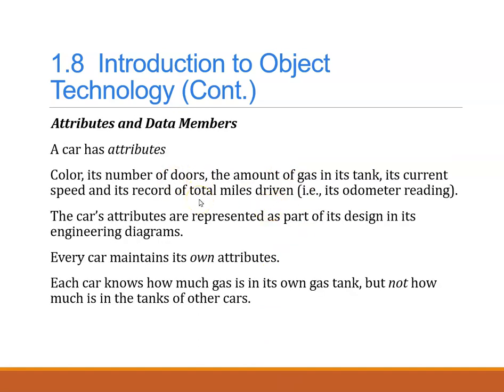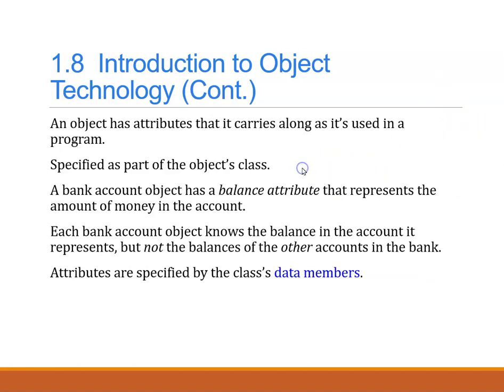Attributes and data members. A car has attributes. Those are things that describe a car: color, number of doors, gas tank, its odometer reading. The car's attributes are represented as part of its design. They are what makes cars distinct objects as opposed to the class of car. Every car maintains its own attributes. That's how you identify it. Each car knows how much gas it has, but not how much gas is in the tanks of other cars.